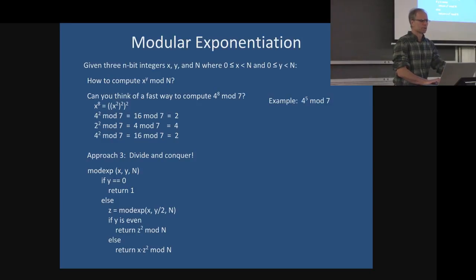So let's see how that works. There's our 4 to the 5th mod 7 again. So what's it going to compute first?